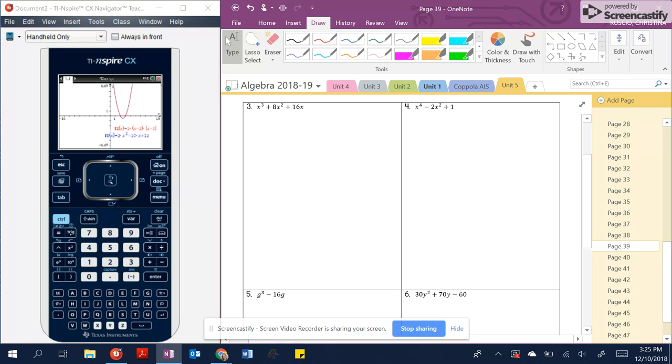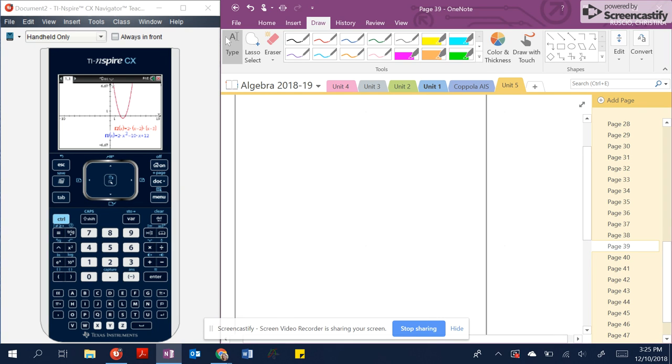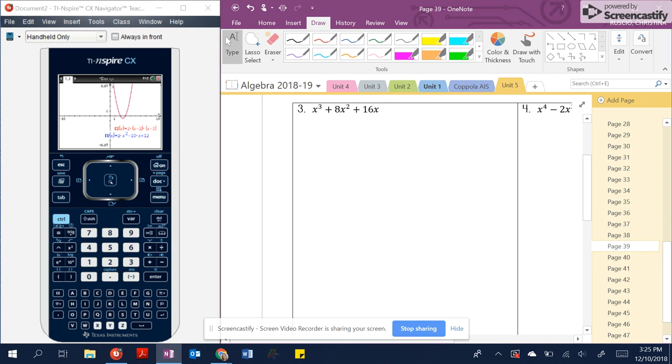Questions 3, 4, 5, and 6. Let's do question 3 together. So first thing that we need to do, check for a GCF. And by gosh, by golly, I found it. It's an x. I can pull an x out, and I'm left with x squared plus 8x plus 16.